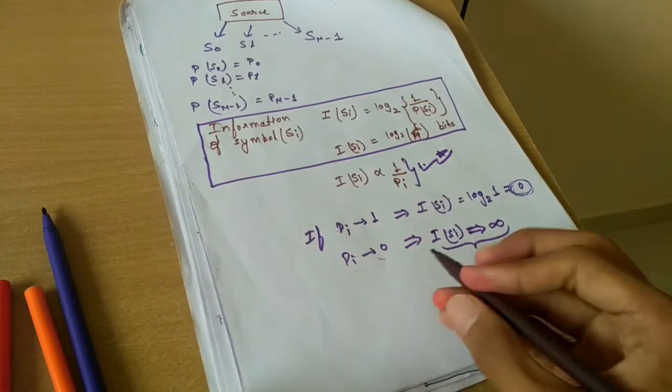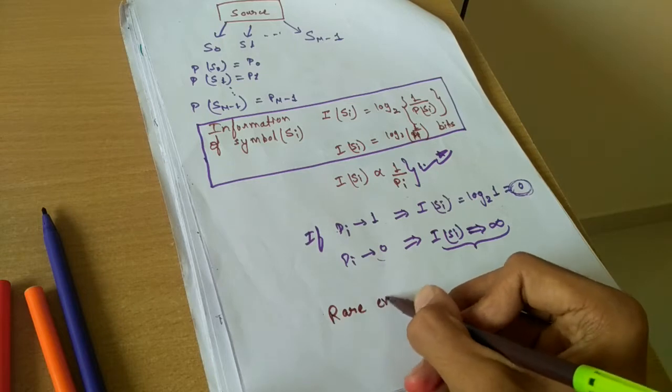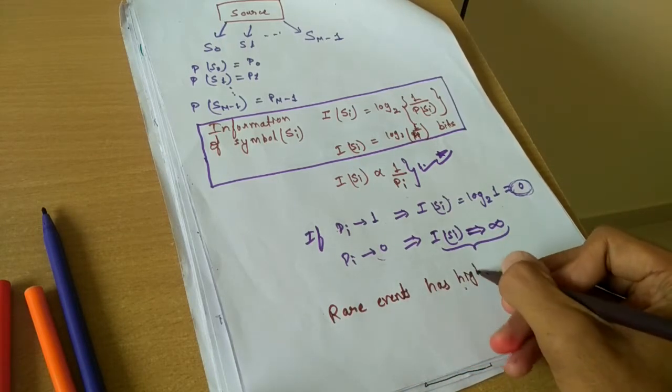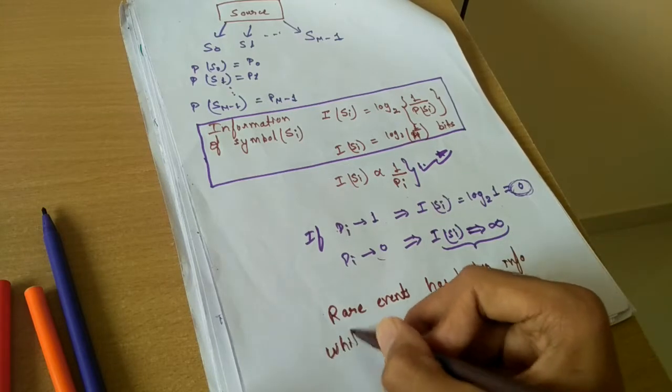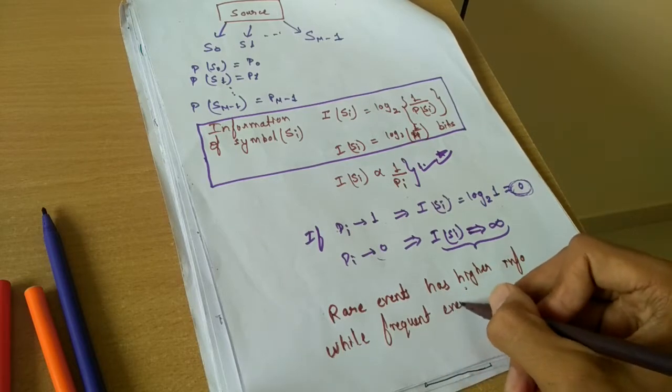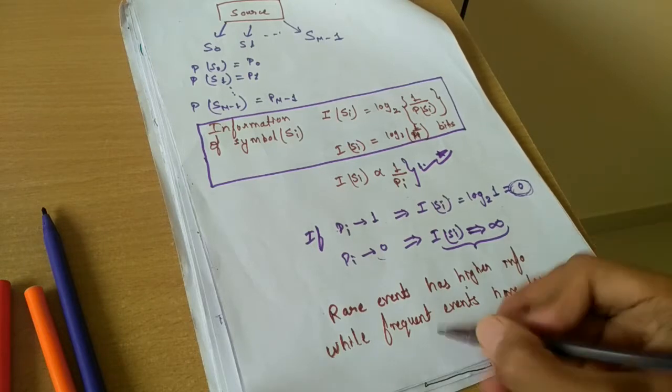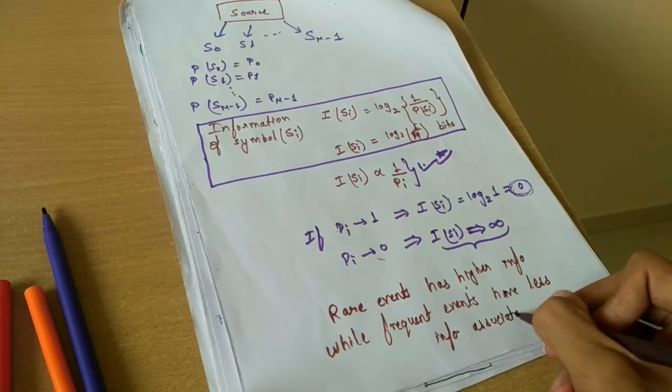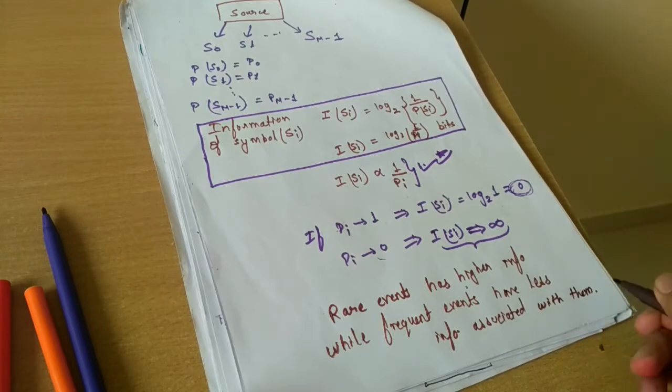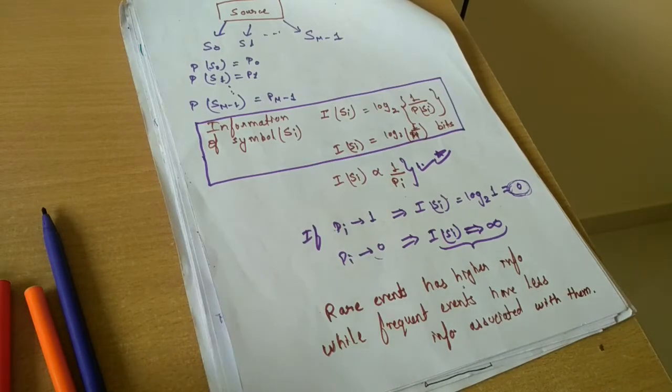And that's why we can say rare events have higher information, while frequent events have less information associated with them. So this is how information theory characterizes information, and it is compatible with real life, giving us the intuition that yes, this is the correct way of expressing information, because it correctly expresses the day-to-day life events which occur. So that's why information theory is needed.